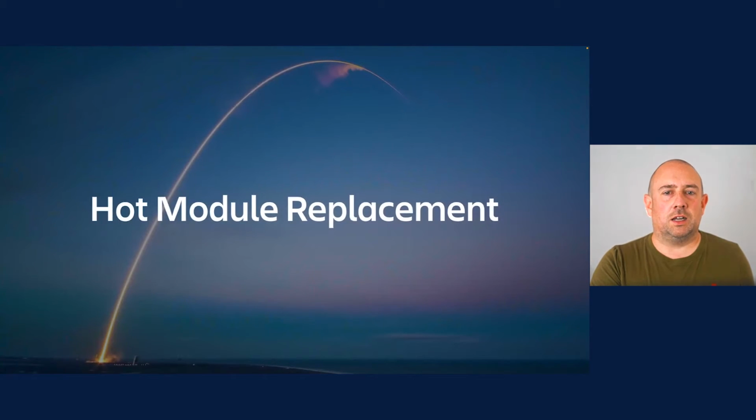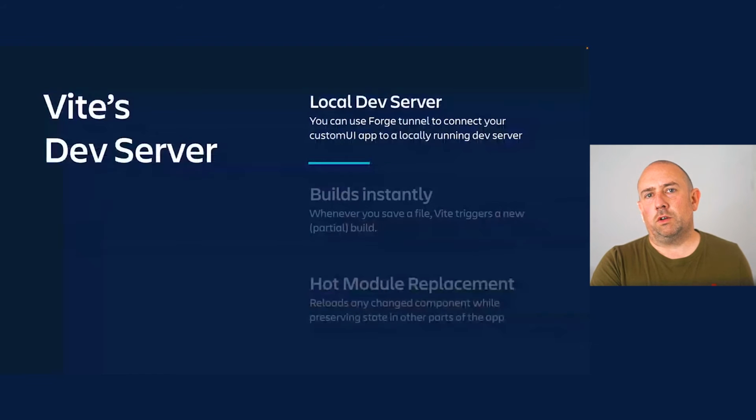What is it? There's a dev server you can run in Vite. You've probably seen this from other front-end frameworks. It's just a locally running server that serves your application. And you can use Forge Tunnel to connect to that locally running server. Now, if you have this server running locally, what's the benefit?